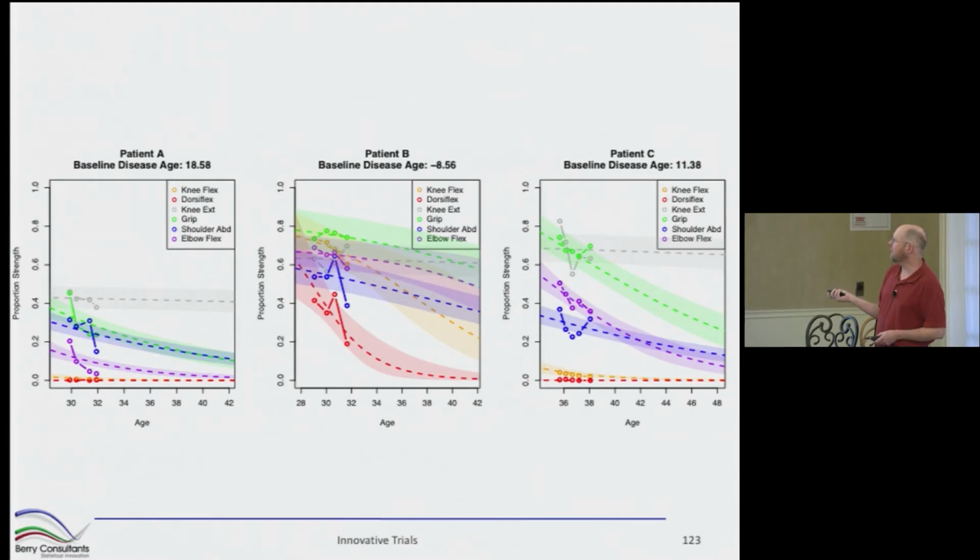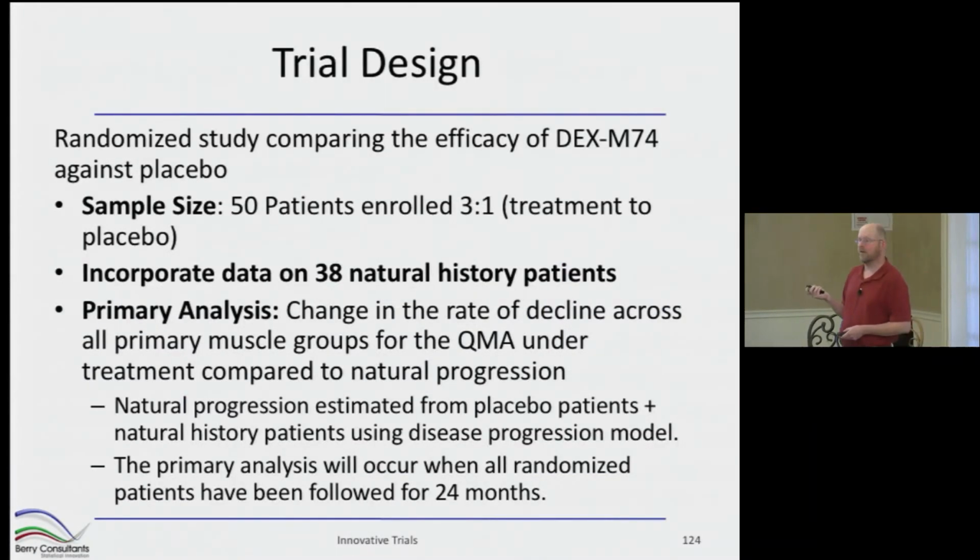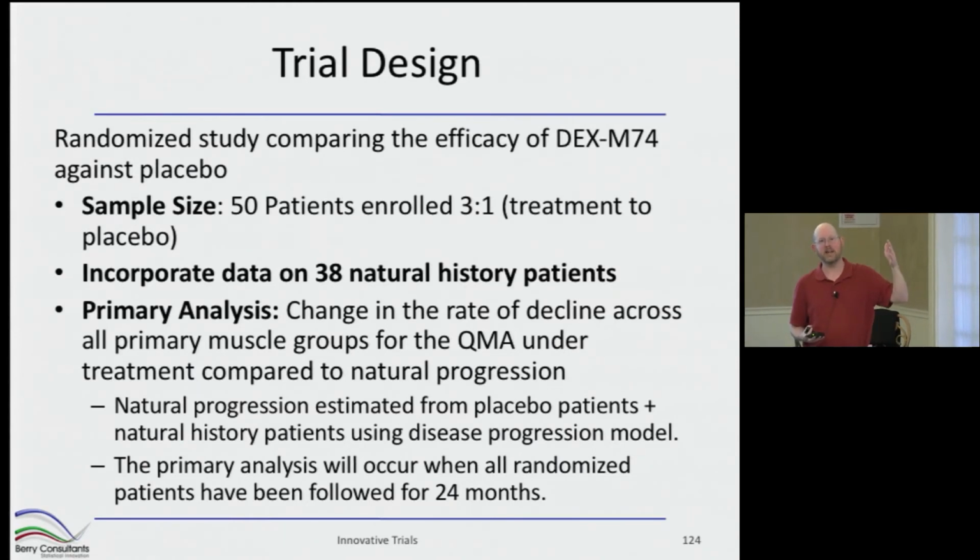What we did in this is the trial design, those 6 endpoints. The endpoint for the primary analysis is the disease age. So for each patient, we took those 6 measures, we mapped it back to a disease age for each patient, and the primary analysis is basically measuring, can we halt the progression of the disease?